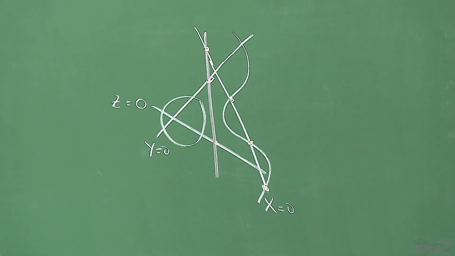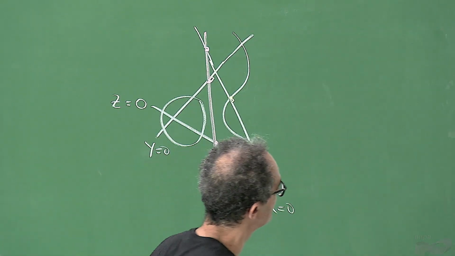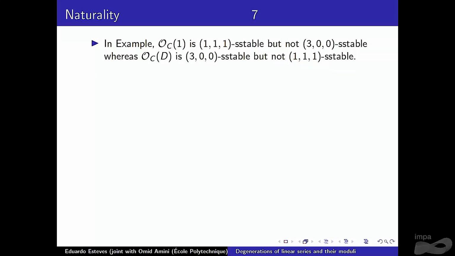On the other hand, if you're interested in this divisor there, the yellow one, you're going to look at this (3, 0, 0), which is the multi-degree of D, and it's semi-stable, or actually stable, but not (1, 1, 1) stable. So basically, what I'm saying here is that if you choose your polarization, you're basically restricting yourself to some set of limits rather than others.